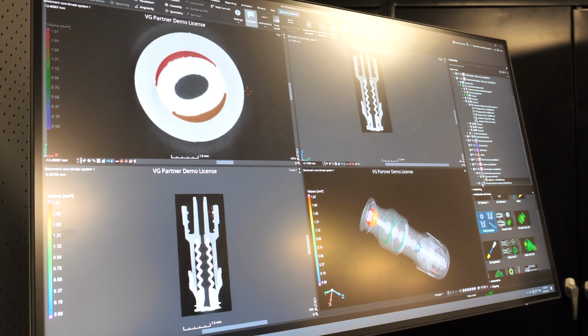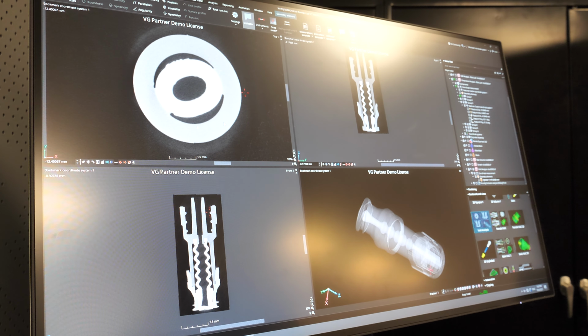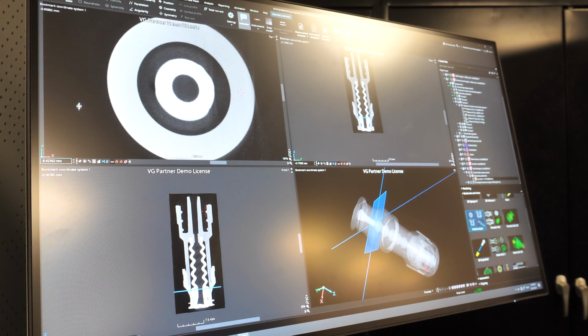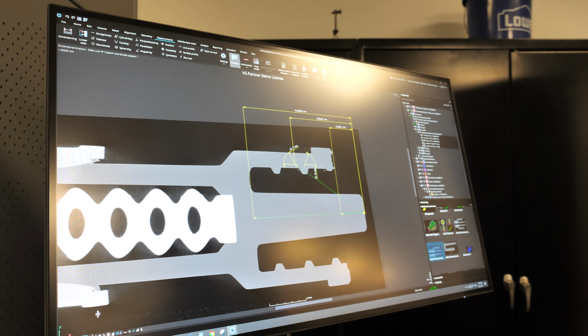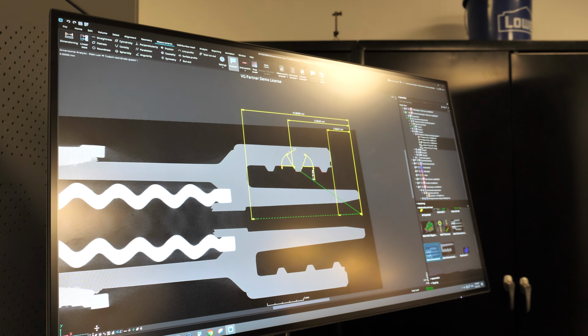Once we have our 3D model, we can do lots of different types of analysis, like porosity analysis or dimensional analysis of features, both internally and on the surface of the part.